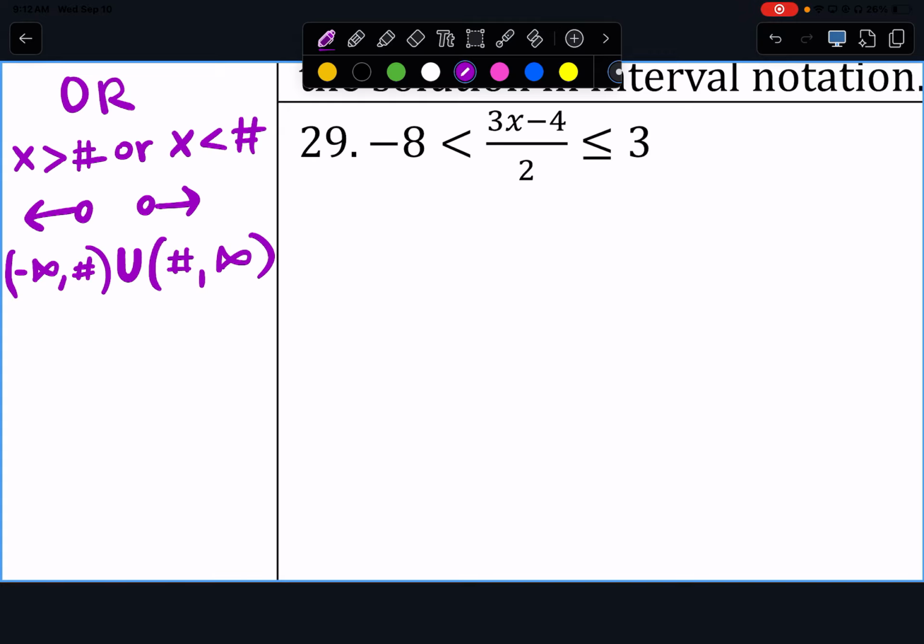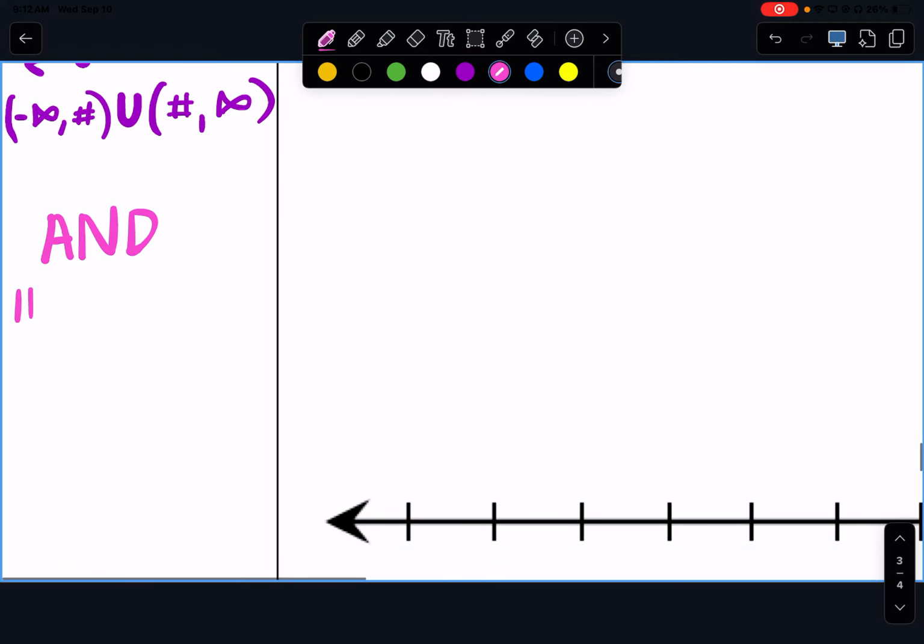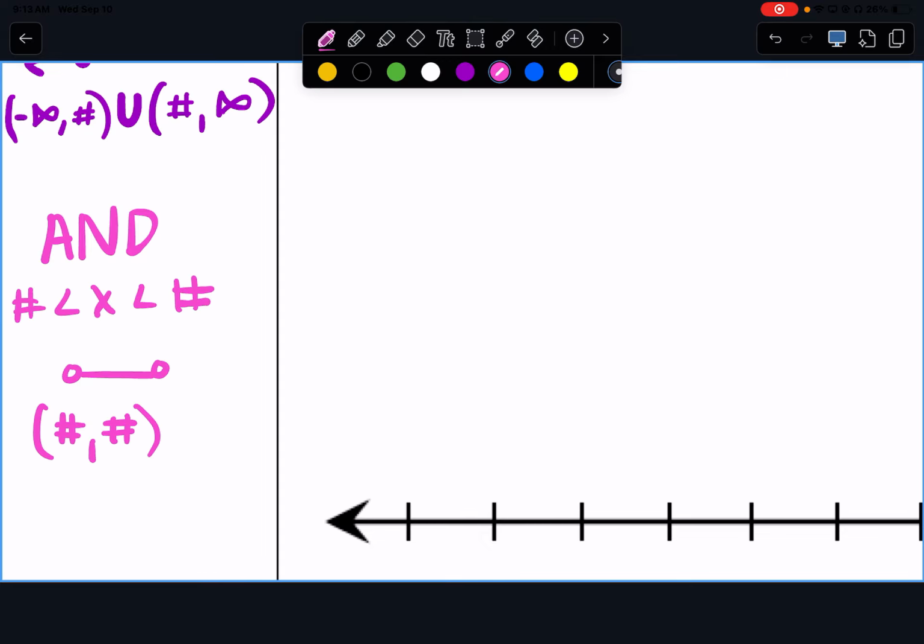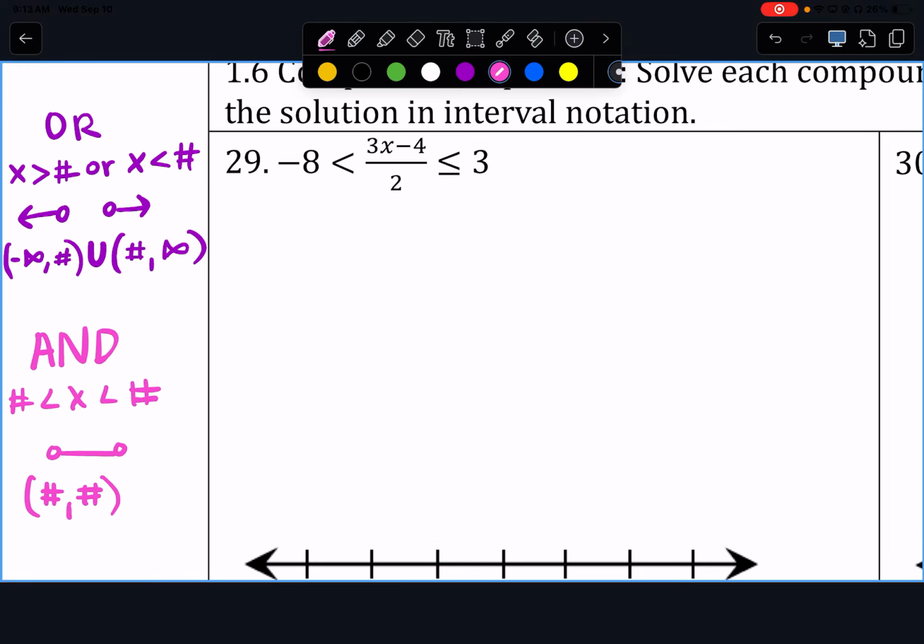Whenever we have an or, that is what causes our graph to go apart and our inequalities to have that union in the middle, our interval to have that union. Whereas if we have and, okay, and are typically written as a number is less than x is less than a number, okay? And does those graph together or apart? Together. And so those intervals go from number to number. Okay? That is just kind of like what to expect with how it's going to look, whether it's and or or.